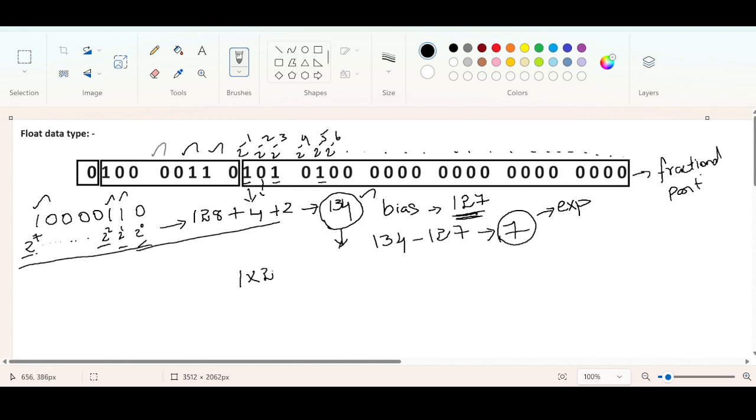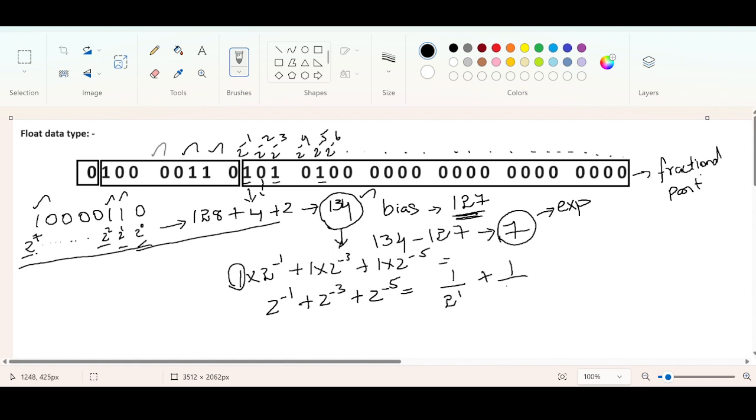Instead of writing it like this, I can also write it as 1 into 2 to the power of minus 1, plus 1 into 2 to the power of minus 3, plus 1 into 2 to the power of minus 4, equal to. We need to find this. If you multiply the number 1 with any number, the result is that same number. So 2 to the power of minus 1 plus 2 to the power of minus 3 plus 2 to the power of minus 4 can also be converted to 1 by 2 to the power of 1, plus 1 by 2 to the power of 3, plus 1 by 2 to the power of 4.